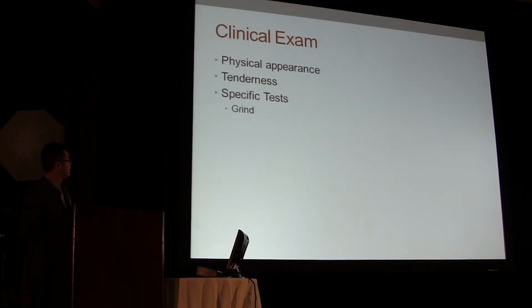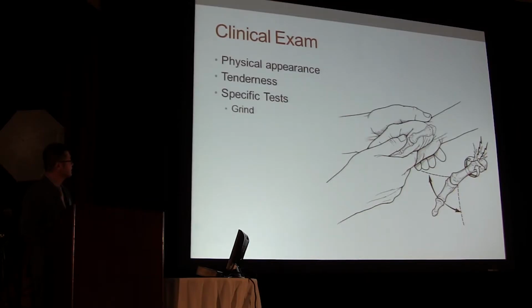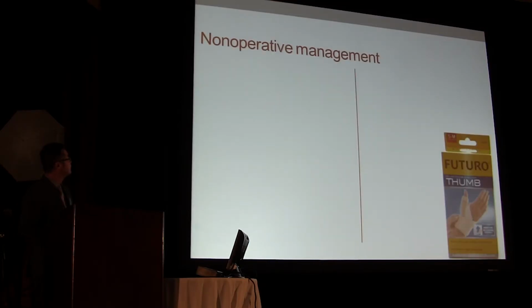There's a test called the grind test. What I do is I stabilize the metacarpal, and I take the arthritic joint and I compress it together. That's called the grind test. So you grab it, compress it, and you wiggle it. If they have pain, it's a positive test, like that. Non-operative management: you could do an OT referral for an orthotic, but you could also just send them to buy a Futuro splint. It's like a soft thumb wrap. They usually like that.